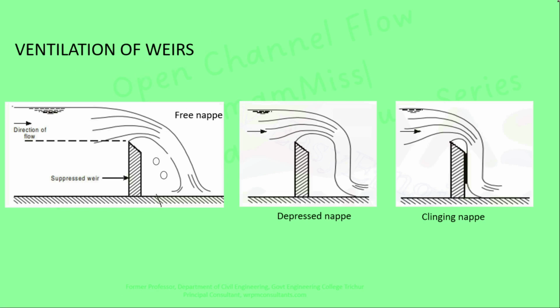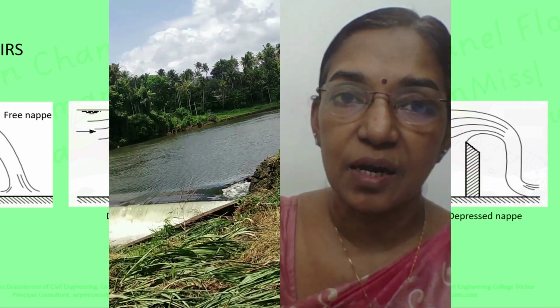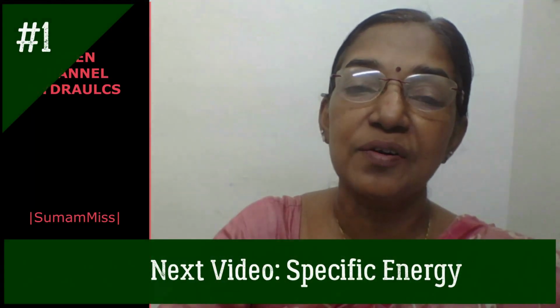In this class, we have discussed different types of weirs and various equations for the computation of discharge. Now, the session comes to an end. For the time being, it is enough.